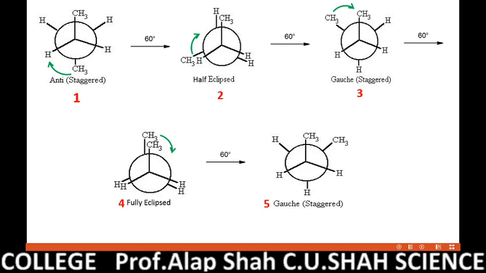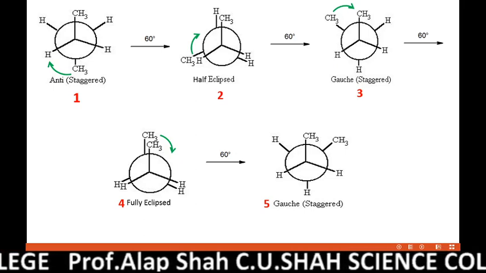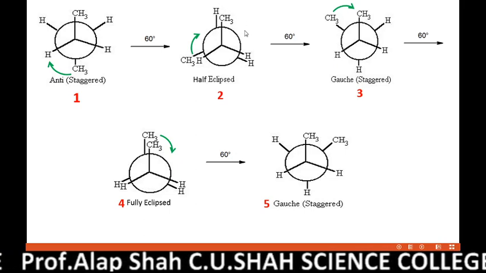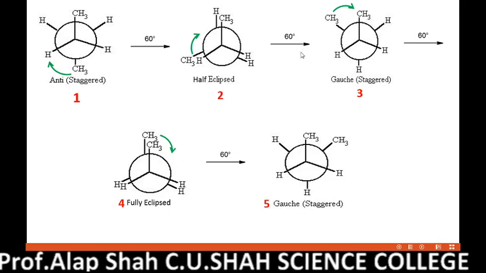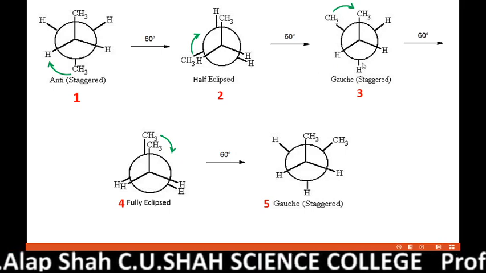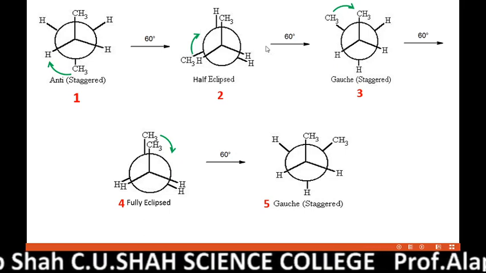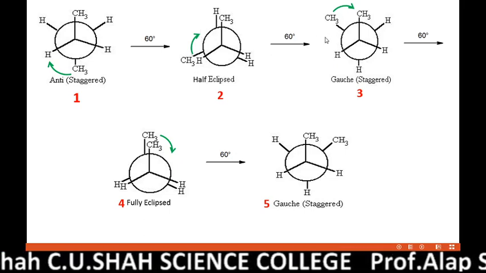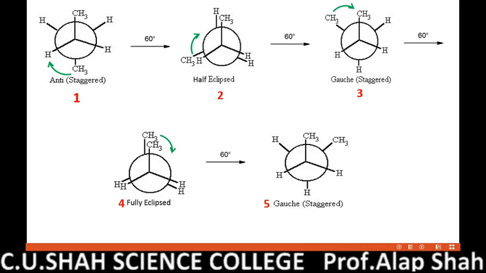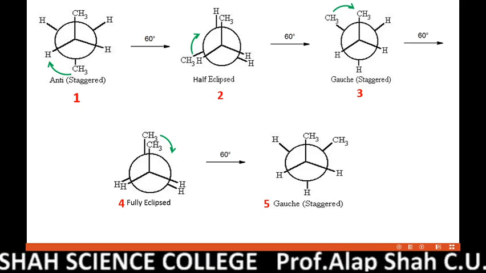Again, if we give the 60-degree rotation to the rear carbon, this hydrogen would move here, which is here, and methyl would move here, which you can see. So again, from the eclipse we are getting staggered. So obviously this third conformer should be more stable than the second one.